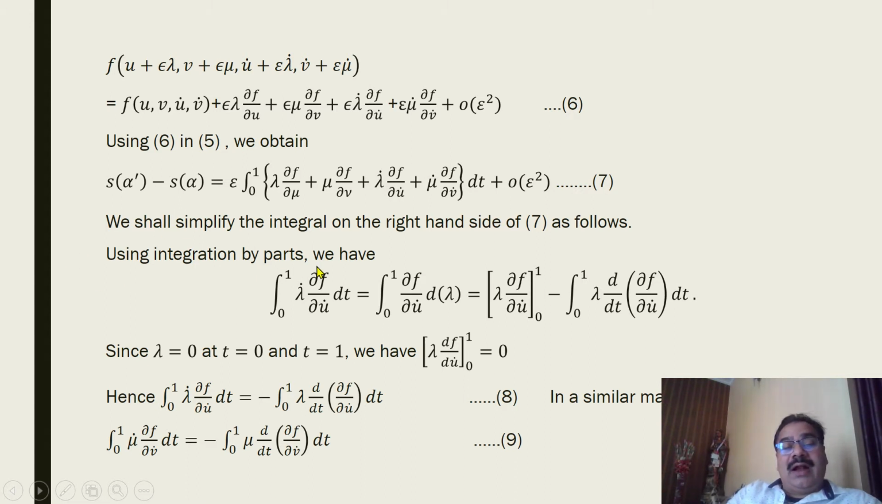Using integration by parts, on simplification the integral from 0 to 1 of lambda dot del f by del u dot dt is equal to the integral of del f by del u dot d lambda, which equals lambda del f by del u dot from 0 to 1, minus the integral from 0 to 1 of lambda d by dt of del f by del u dot dt. Since lambda is 0 at t equal to 0 and t equal to 1, this term is 0. Hence the integral of lambda dot del f by del u dot dt is expressed as minus the integral from 0 to 1 of lambda d by dt of del f by del u dot dt, and this integral is equivalent to equation number 9.